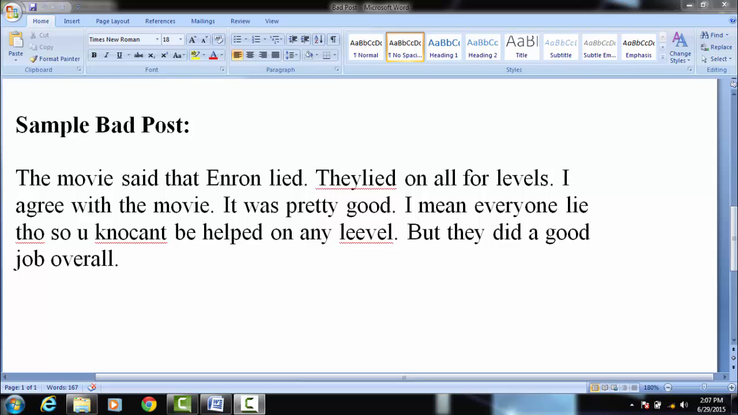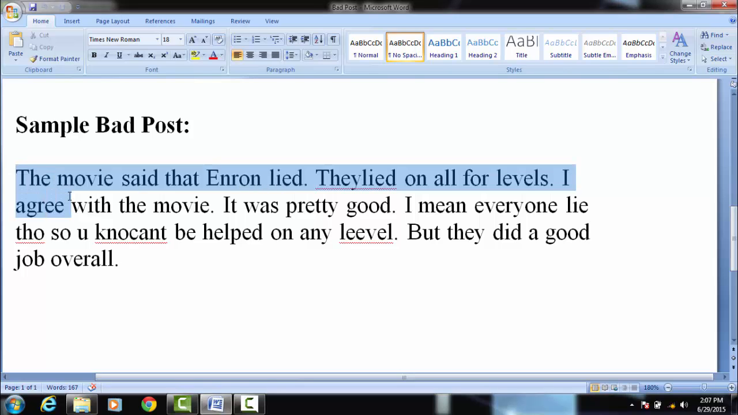Before we take a look at a good post, let's go ahead and take a look at a poorly written post. We should have the discussion board prompt in front of us. The prompt asks, what do you think the documentary wants people to know? The bad post begins with, the movie said that Enron lied. We can see that here. The movie said that Enron lied.